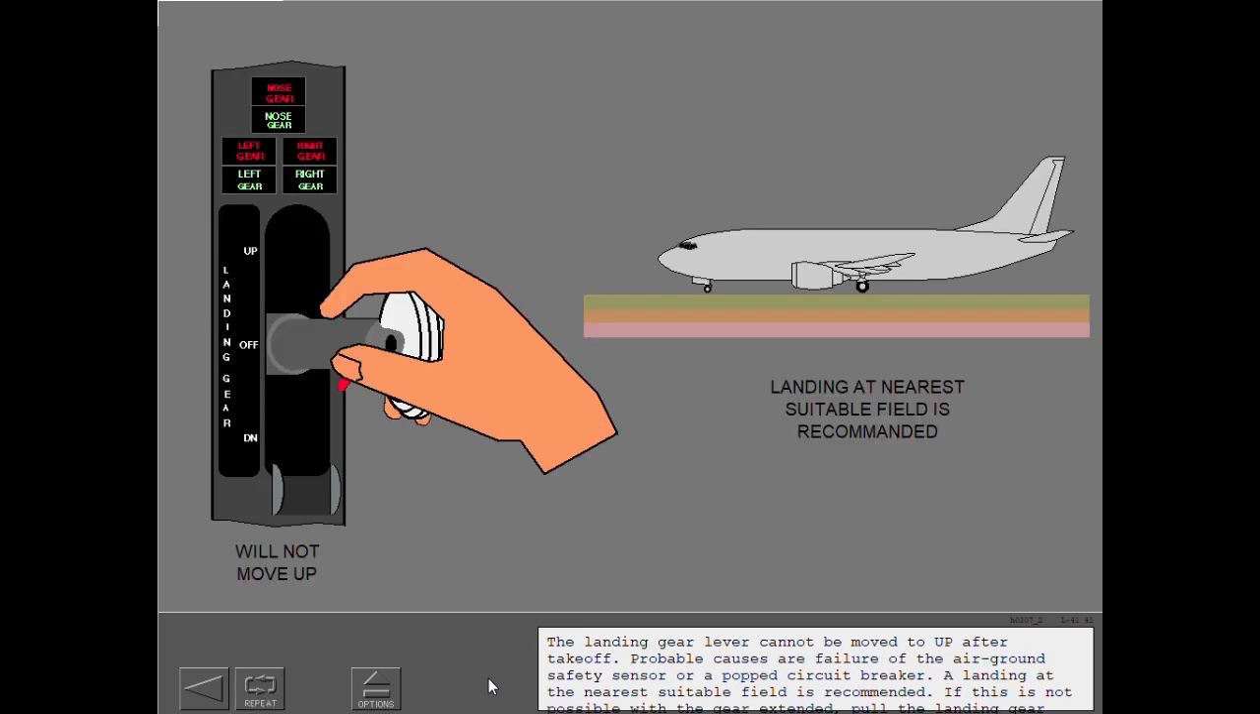The landing gear lever cannot be moved to up after takeoff. Probable causes are failure of the air-ground safety sensor or a popped circuit breaker. A landing at the nearest suitable field is recommended. If this is not possible with the gear extended, pull the landing gear override trigger to bypass the safety solenoid and retract the gear on the captain's command.